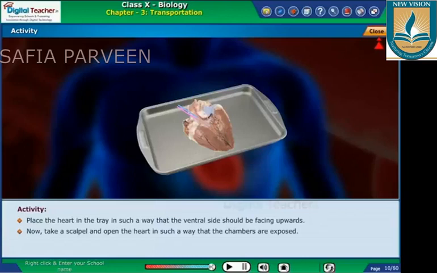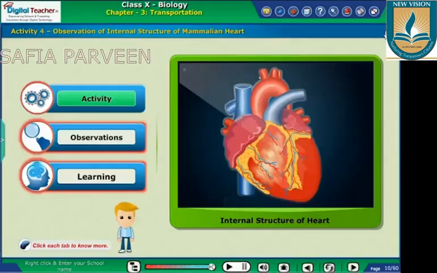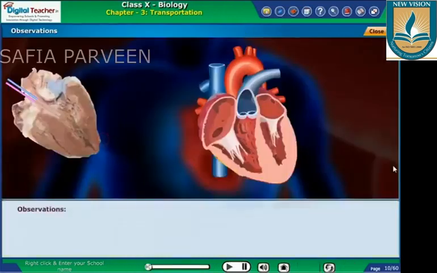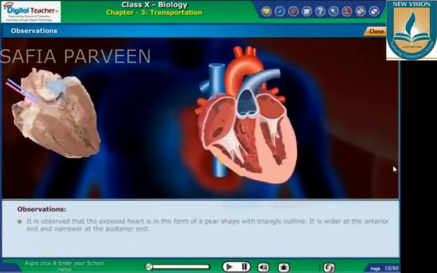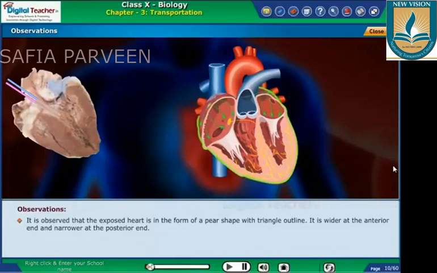Now when we cut the heart carefully with the scalpel, we observe that the structure of the heart is like this internally. The internal parts of the heart are exposed. If you see the structure of the heart, it is nearly pear-shaped. A rectangle outline is there and the shape of the heart is pear-shaped, with the wider portion on the upper side and the narrower portion on the lower side. That is, the apex is pointing downwards and the wider direction is towards the upper side.